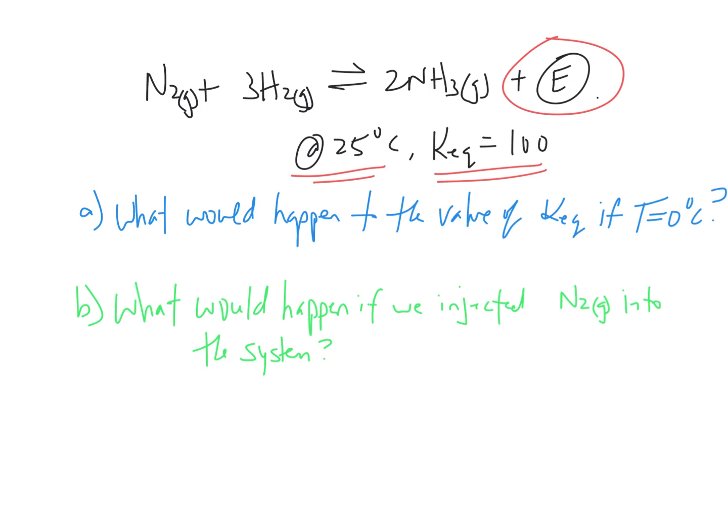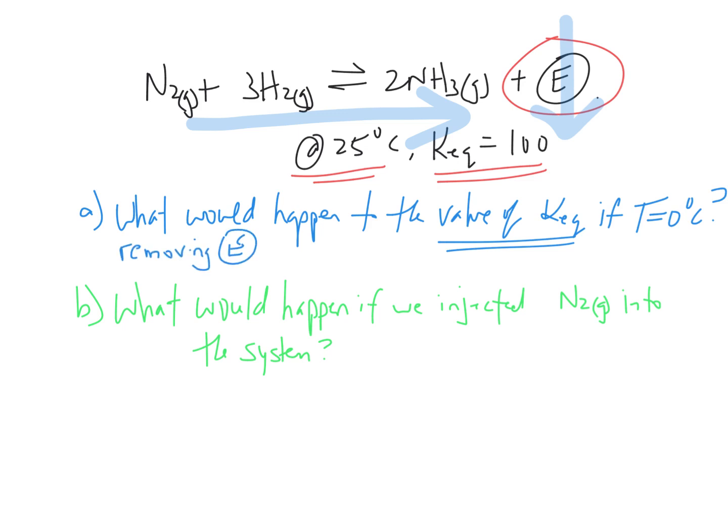So the question is, what would happen to the value of the equilibrium constant if the temperature were 0 degrees Celsius? So we should be able to predict this. Well, if we're making it colder, we are kind of drawing down that energy. We are removing energy from the system in a way, and so we would expect that system to shift to the right, okay? So we can write this out. We are removing energy, so it would shift to the right.